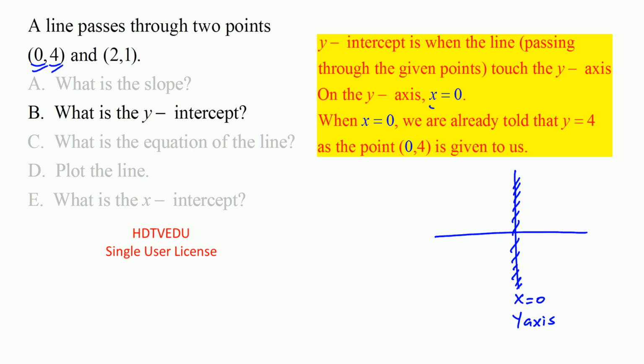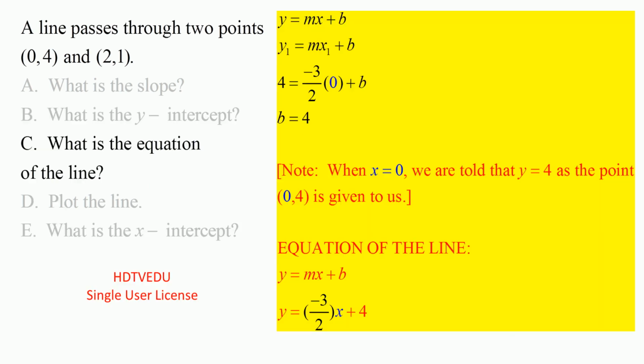On the y-axis, x is equal to 0. When x is equal to 0, what do we have? 0, 4. So what is our y-intercept? 4. All right. Part B is complete now.